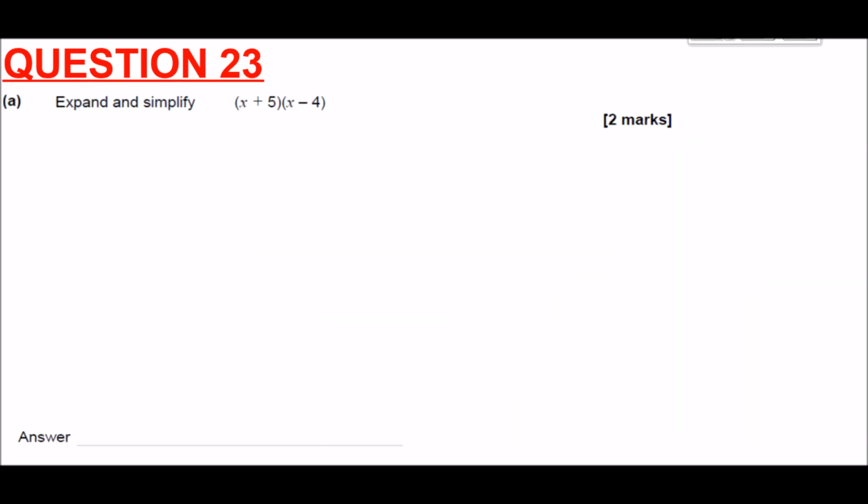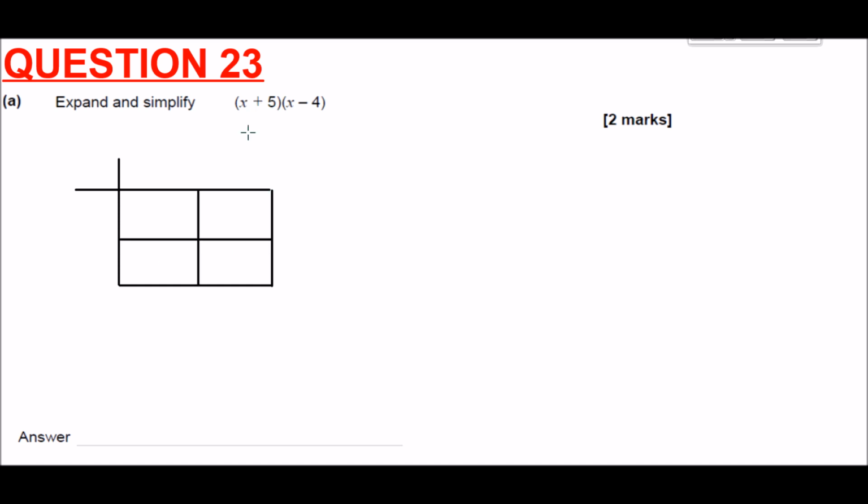Question 23, it's algebra again. So we've been asked to expand and simplify (x + 5)(x - 4). A method I'd suggest you might want to use, you might use FOIL or a different method your teachers have told you, but what I'd suggest you do is the box method. What this basically means is in any order you write one bracket above the box, and to the side you write the other bracket.